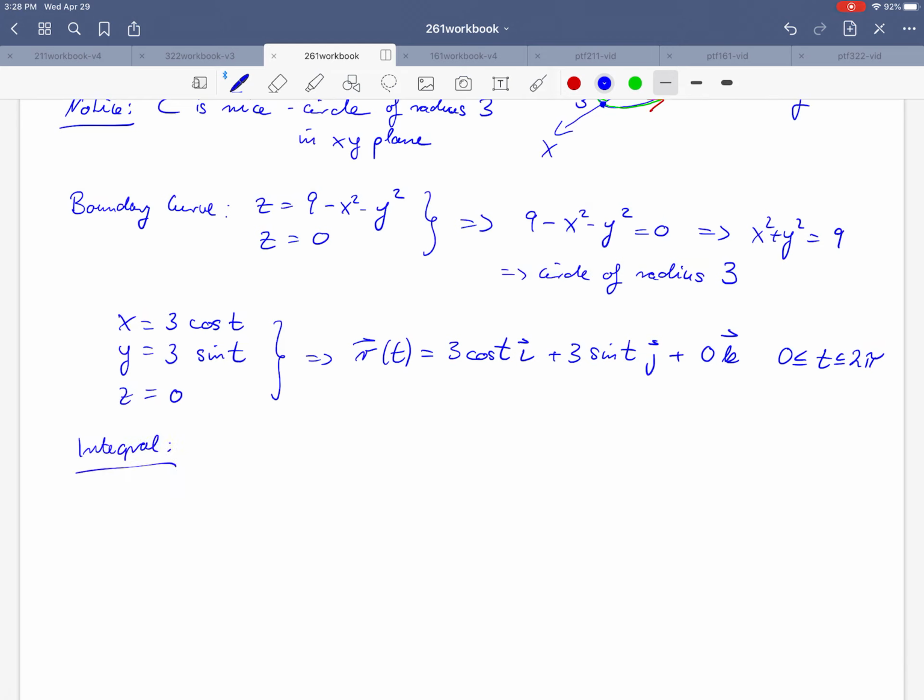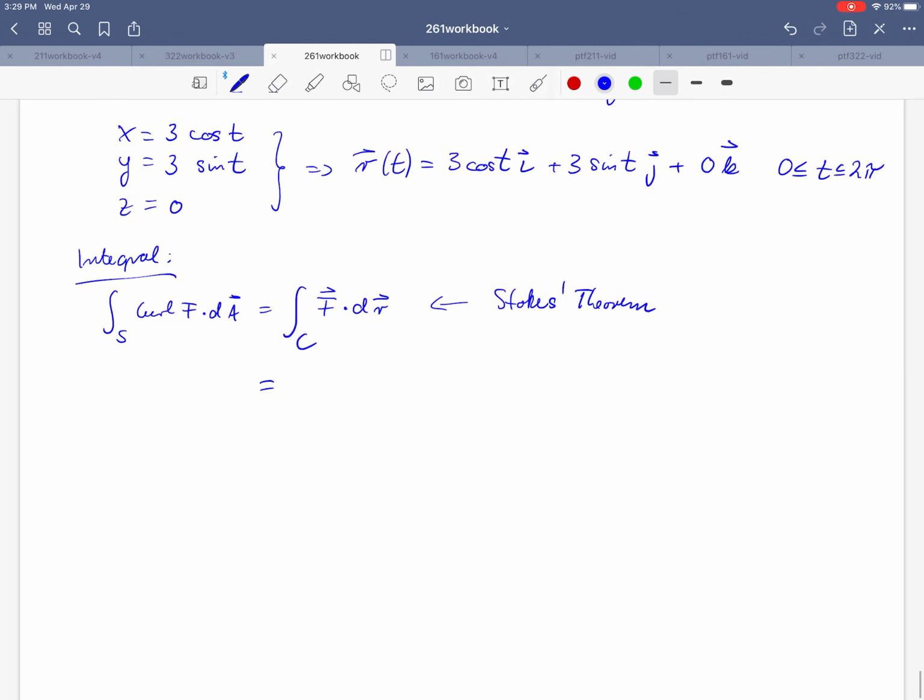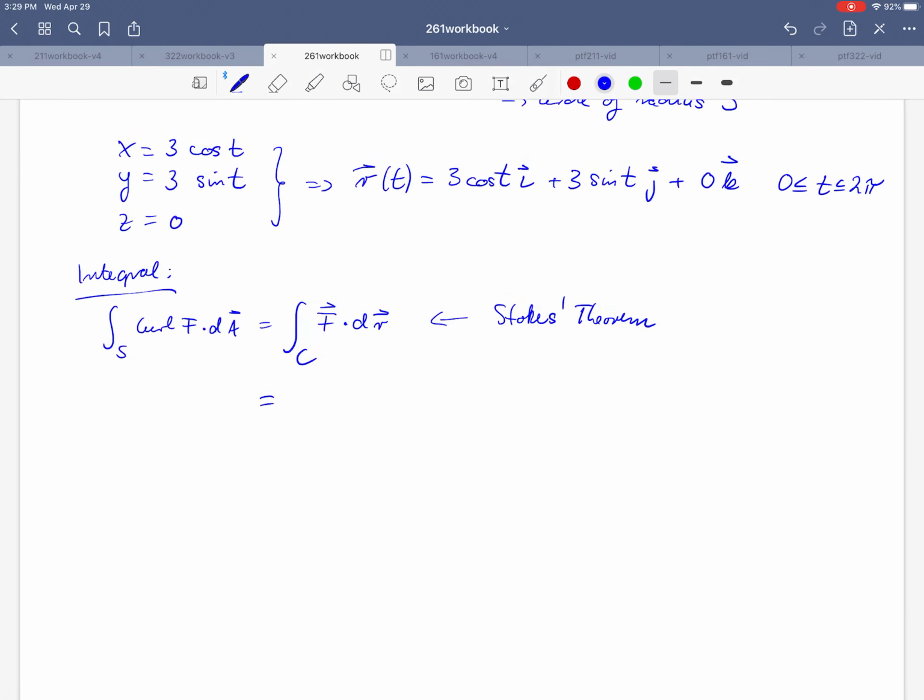Okay, we want our surface integral, curl of f dA, and I'm going to write it down anyway. But instead we are computing our line integral over C of just our vector field, dr, and we can do that because of Stokes theorem. That's the application of Stokes theorem. And now we compute a line integral the way that we know how to compute line integrals.